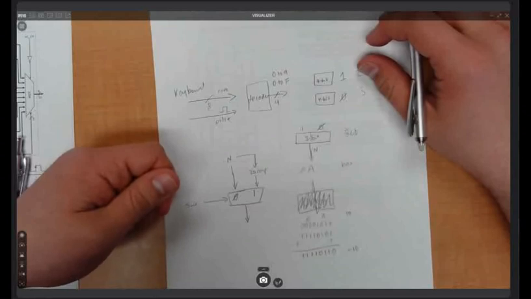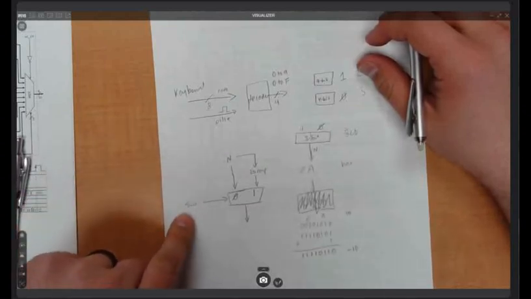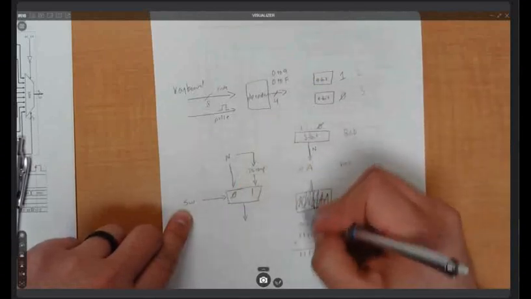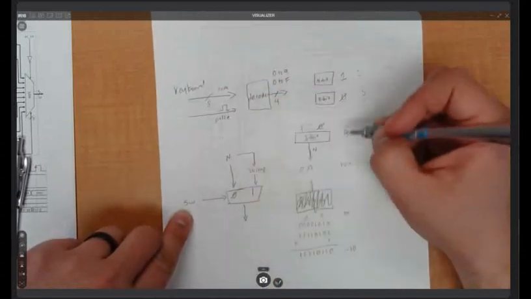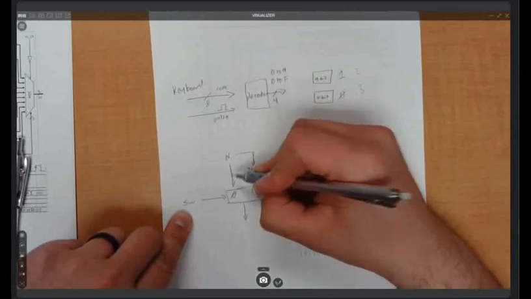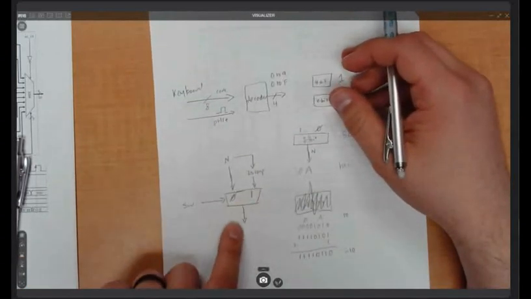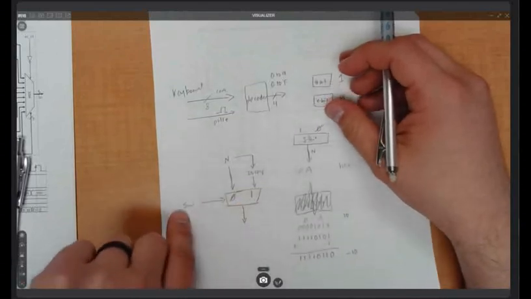Basically it would be a mux. I know this is a little messy here, but you have your number, and you're either using the normal number or you're using the two's complement number. So that's how I'd do it.